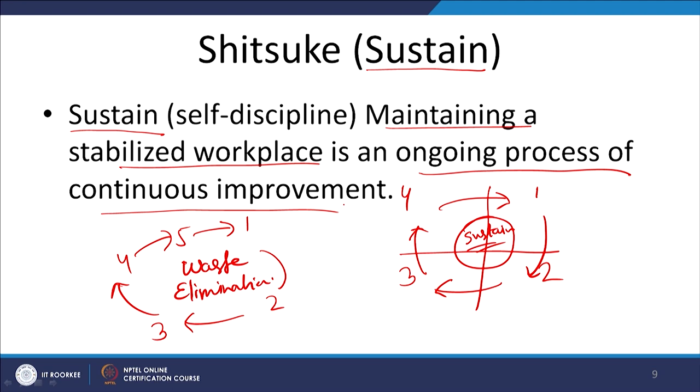But it is more important to understand that whether you have this diagram in your mind or that diagram in your mind, both are actually saying the same thing, that we need to create more visual controls so that you can have the identification of problems immediately. Immediate identification of problems will help you to actually target the problem as soon as it occurs, and this will avoid a large number of wastes which are there in the organization.